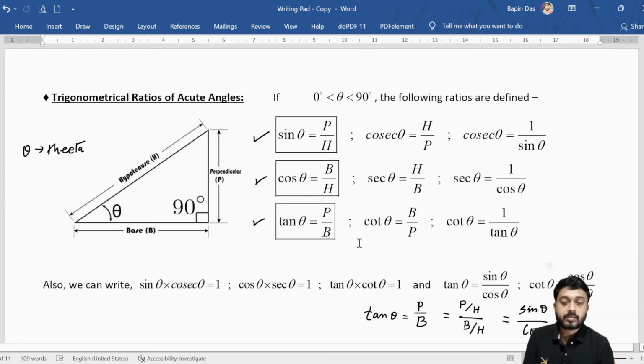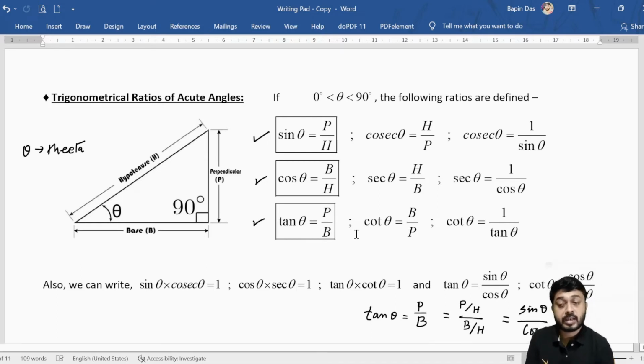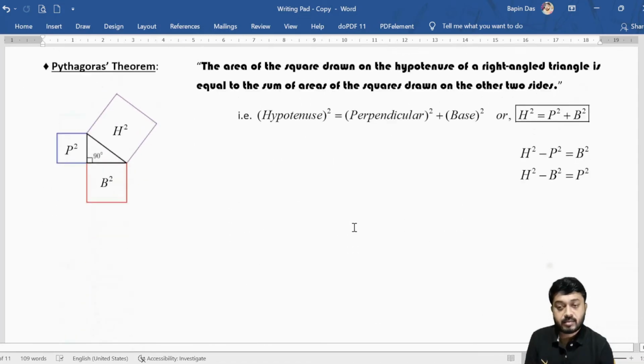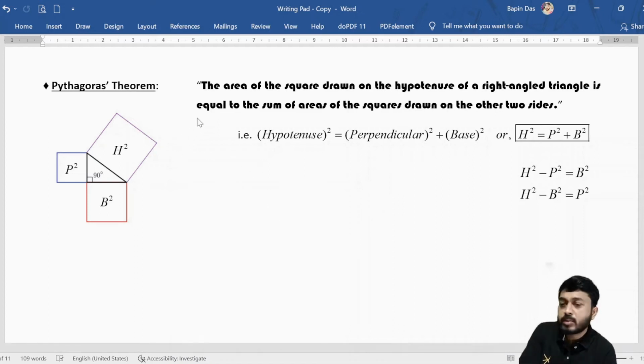After that, one more important thing I want to let you know, that is Pythagoras theorem. What is Pythagoras theorem? Have a look at this. Pythagoras theorem is one more important thing which we shall require to prove some basic trigonometric formulas, or identities you may also say. What does it say? The area of the square drawn on the hypotenuse of a right angled triangle is equal to the sum of the areas of the squares drawn on the other two sides. As simple as that. This is a triangle which is right angled.